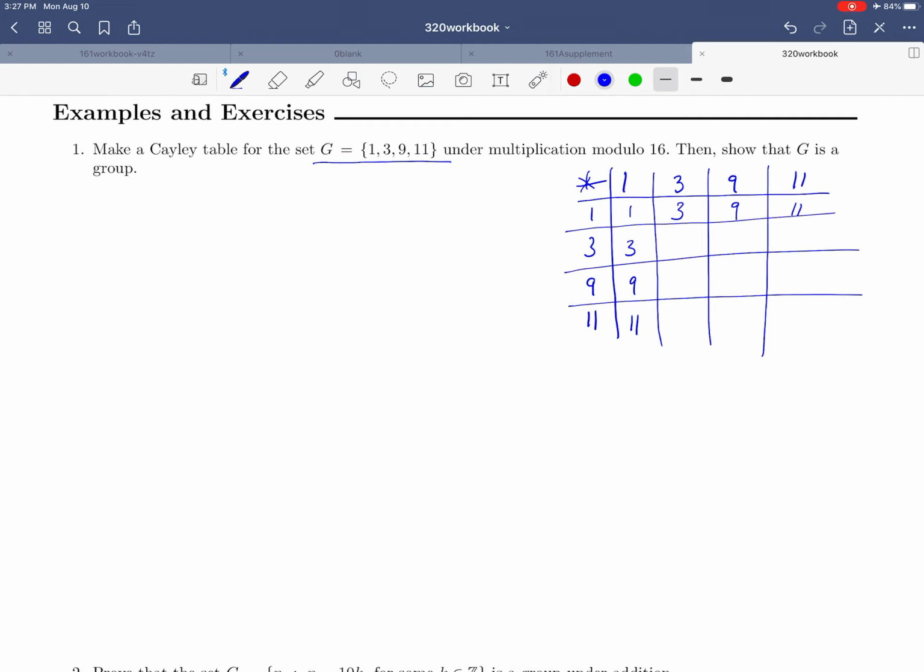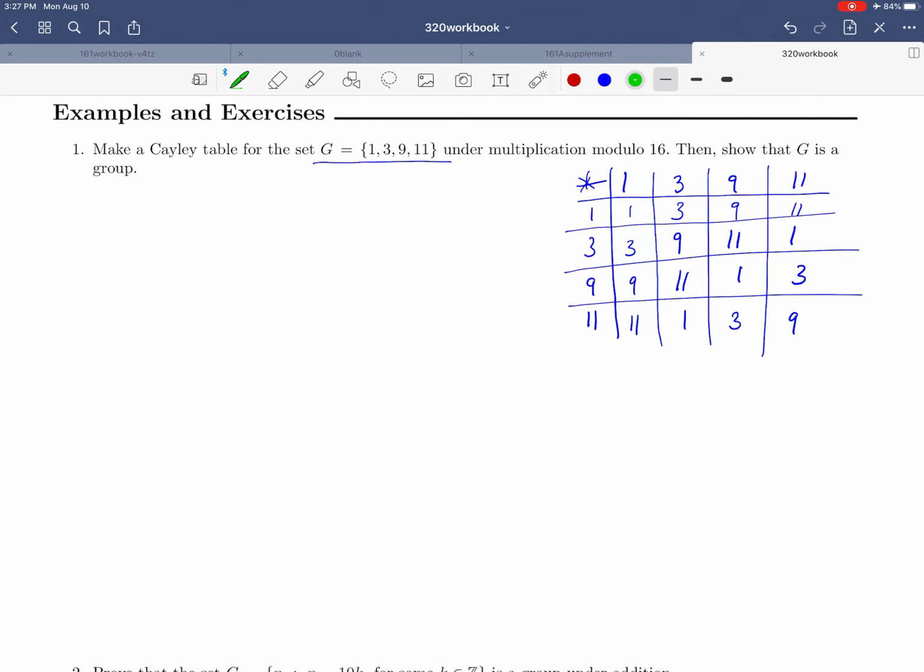Now let's see. 3 times 3 is 9. Mod 16, that's still 9. 3 times 9 is 27, but we are mod 16, so if I take 27 and divide by 16, I get a remainder of 11, so that is 11. And then 3 times 11, that is 33, but if I mod out by 16, I have a remainder of 1. And in this manner, we can fill in everything else, so try it out, but I'm going to fill this in. And here is my Cayley table.